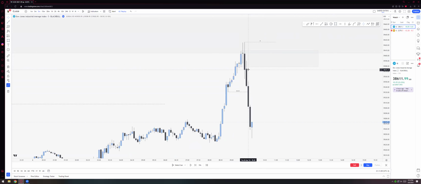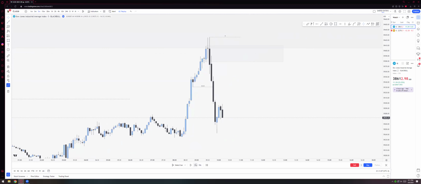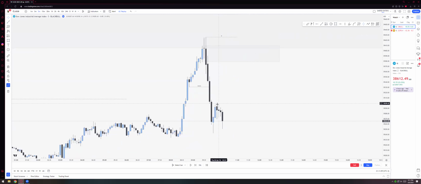So now I'm looking for sales. I have the break in my favor, so I need to see the market grab the liquidity. So let's wait. What did the market do here? Is this a lower high? Wait, it is a lower high. Kind of, it's a lower high.